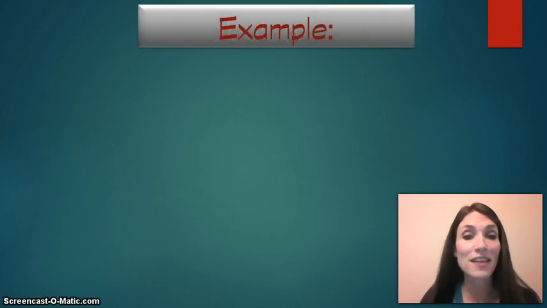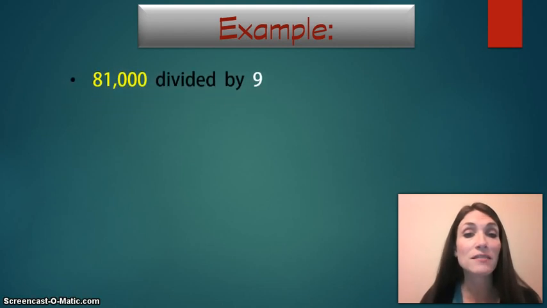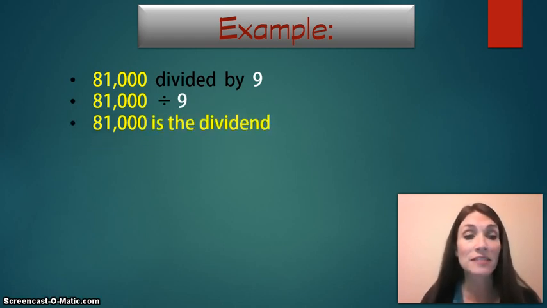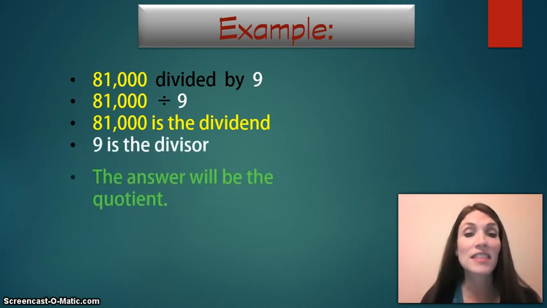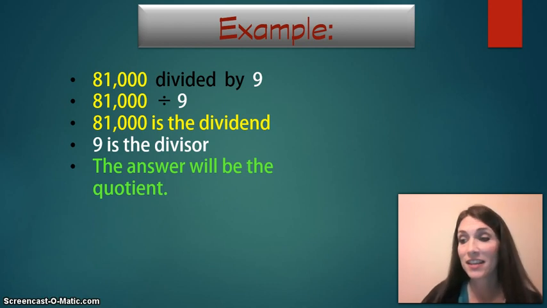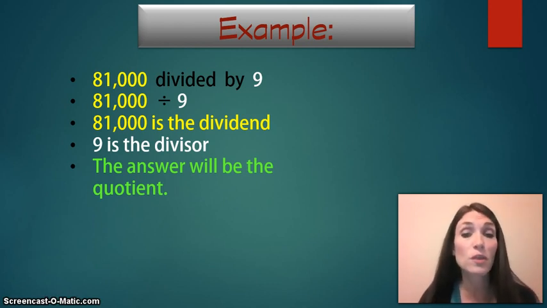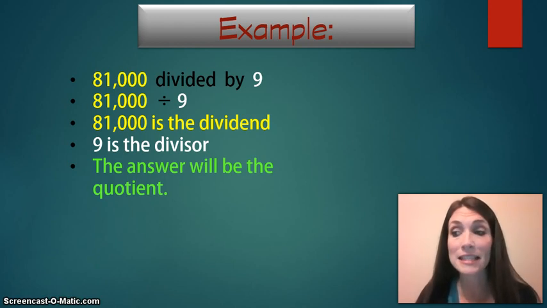Let's look at an example together. 81,000 divided by 9. It can also be written as 81,000 division sign 9. 81,000 is the dividend. 9 is the divisor. The answer will be the quotient. So let's take a minute to look at a couple different strategies that you can use while you work through your practice problems in today's lesson.